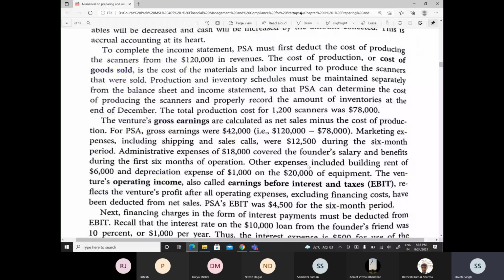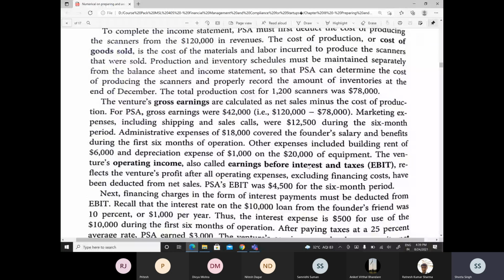Okay, so the venture's operating income, also called earnings before interest and taxes (EBIT), reflects the venture's profit after all operating expenses, excluding financing costs, have been deducted from net sales. So PSA's EBIT was 4,500 for the 6-month period. Okay, so let us see how it looks.